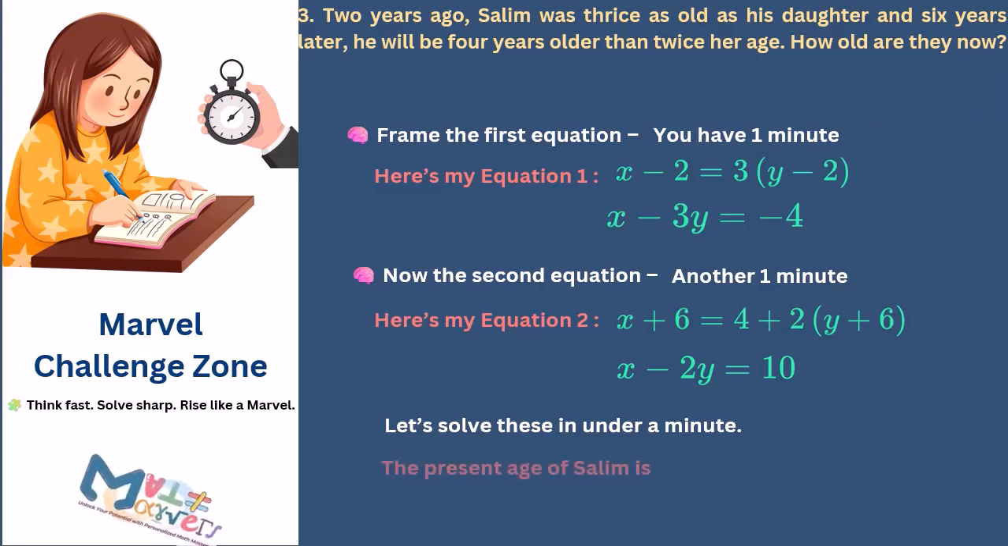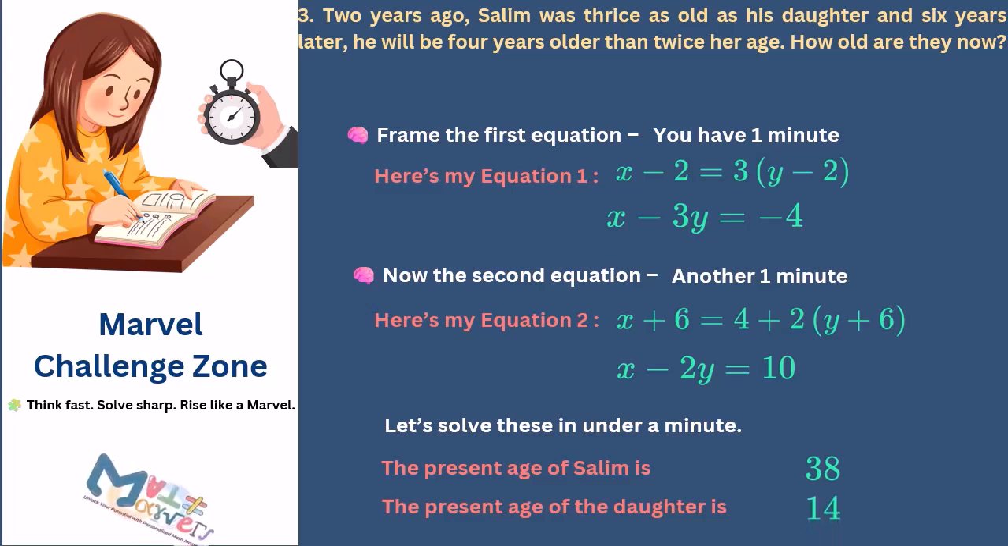Final answer, Salim's age is 38 years. His daughter's age is 14 years. Think fast, solve sharp. That's the marvel way to master age problems.